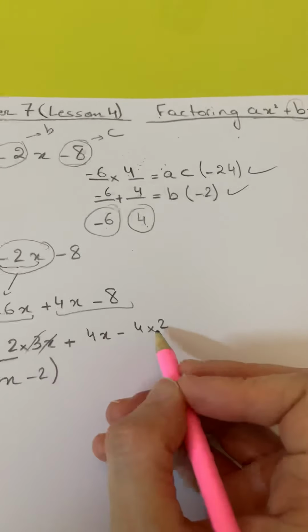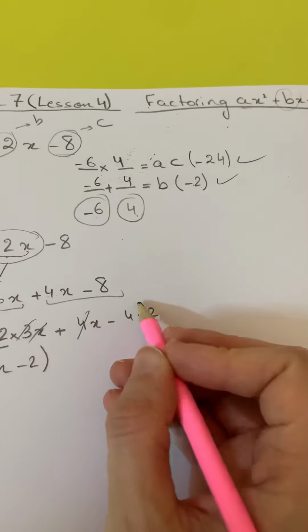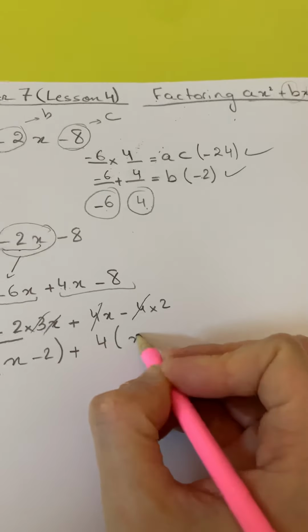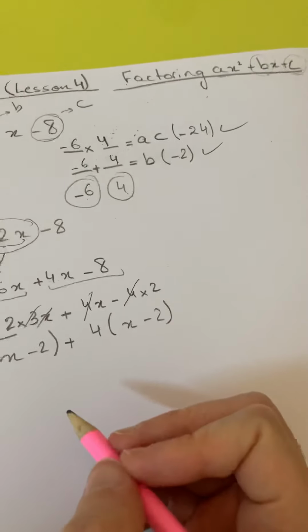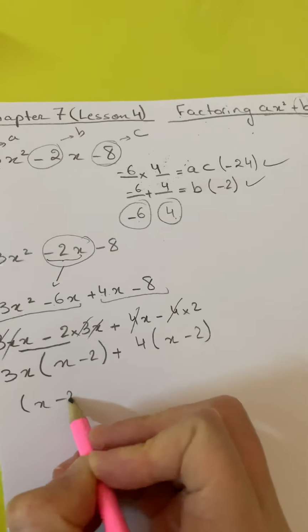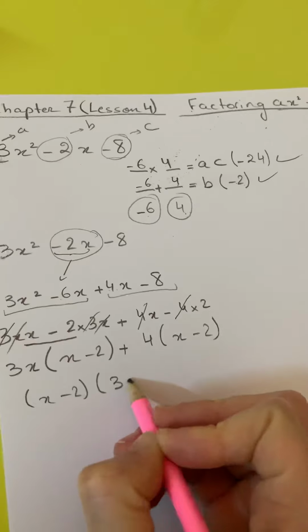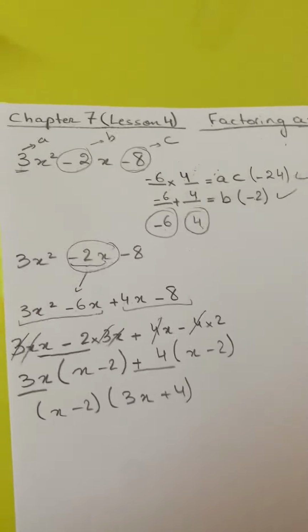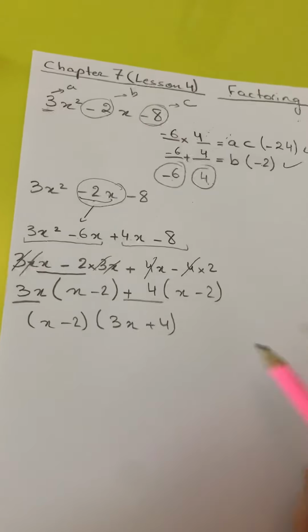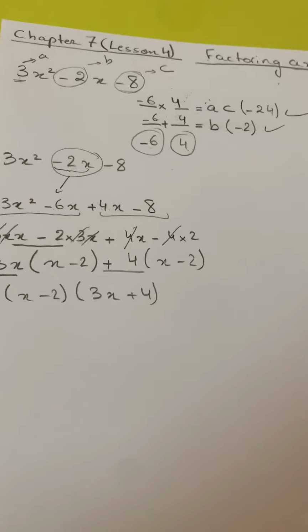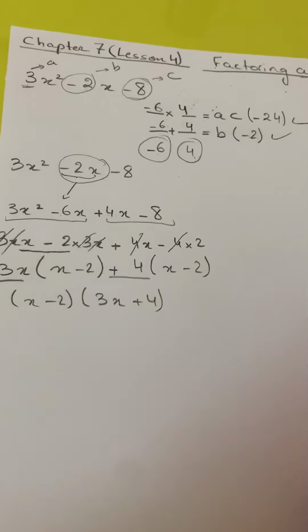Now here, the common factor is 4. So plus 4 times x minus 2. Now the common factor between these two is x minus 2, and 3x plus 4 is what I have inside the parentheses. So you can see that if I have negative and negative, we didn't face any obstacle. It was all easy. It was all fun.